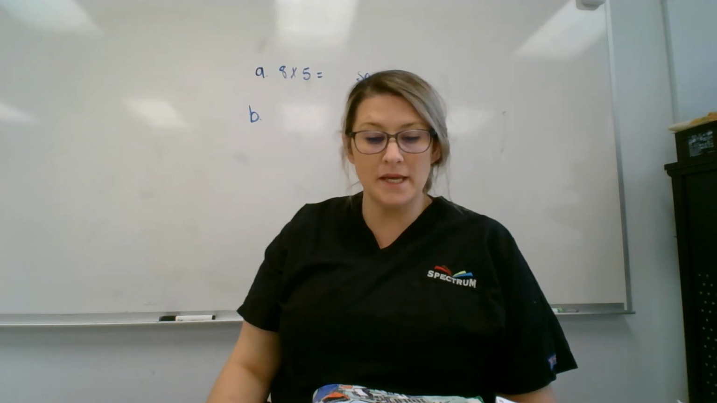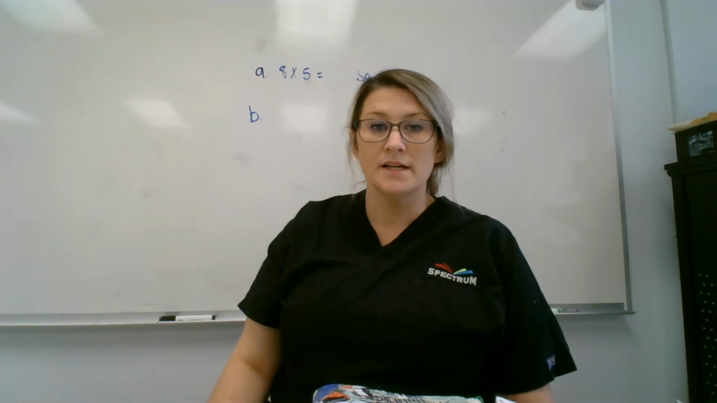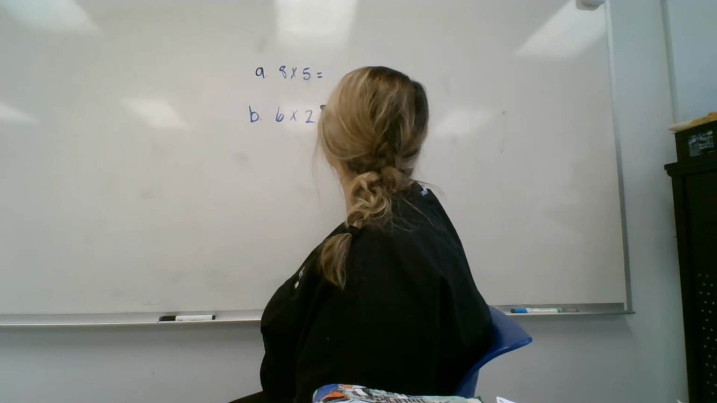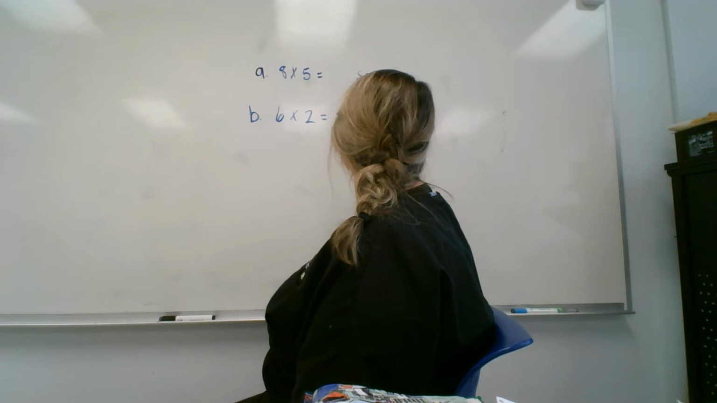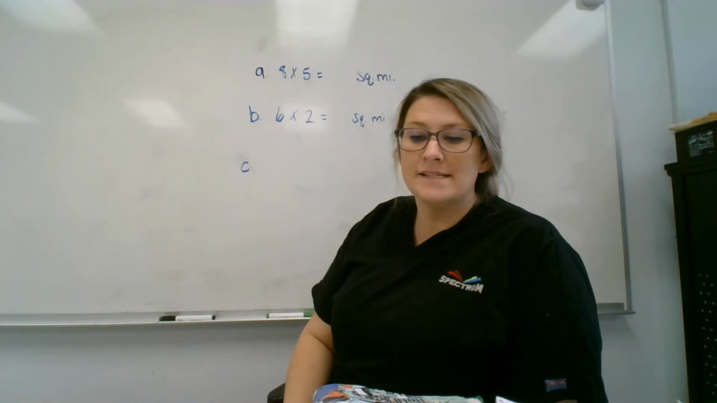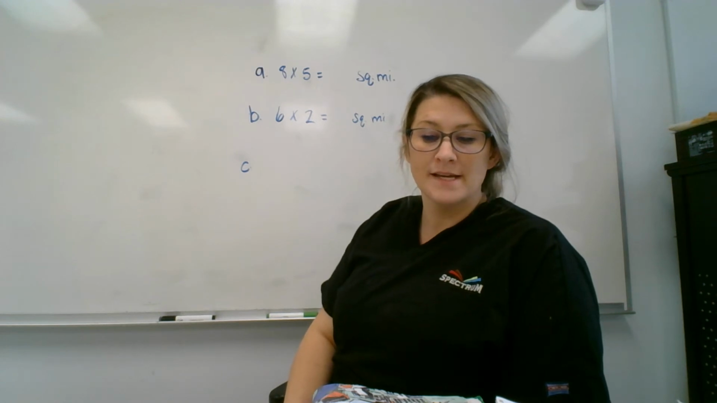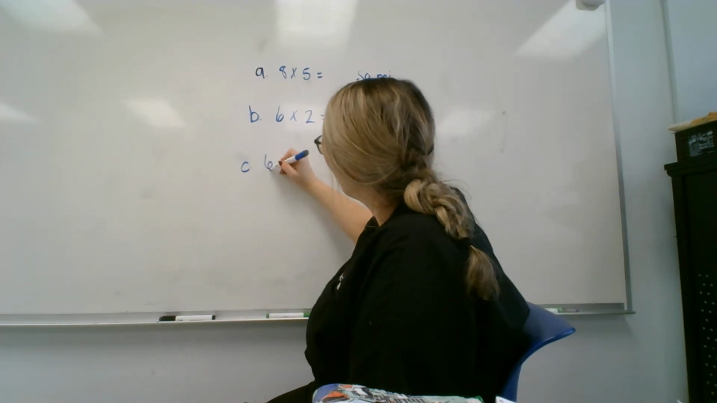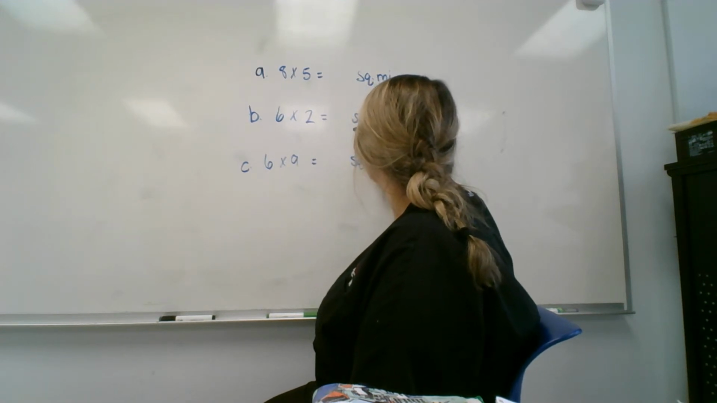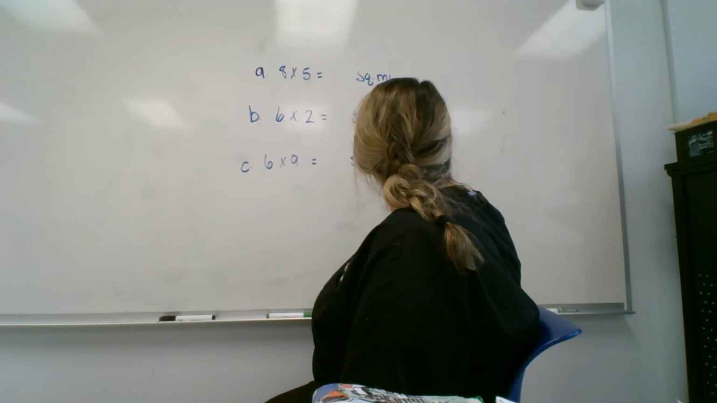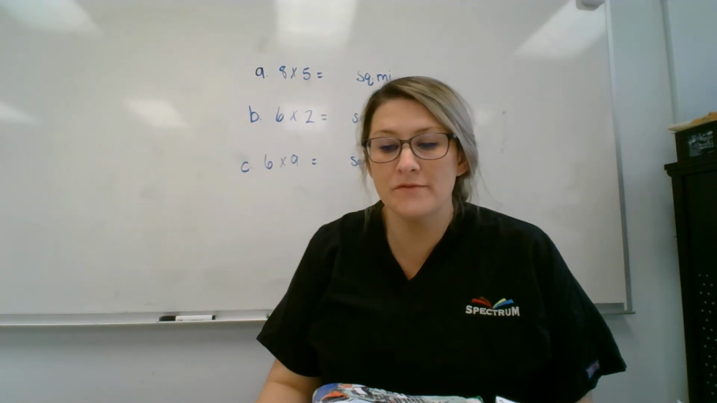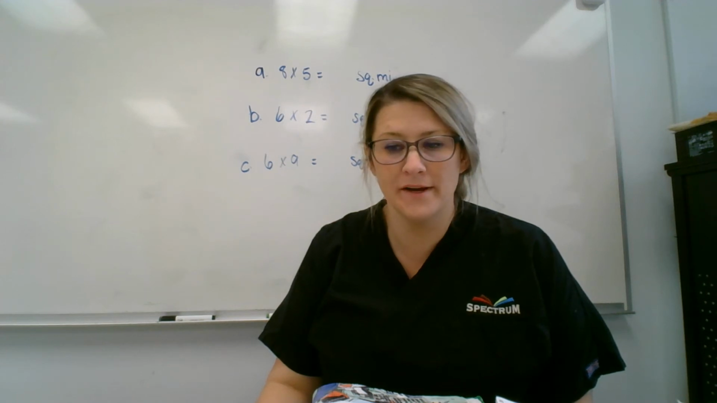Look at the picture for B. Side is 6 times 2 equals blank, square miles. And C, 6 times 9 equals blank, square miles. Go ahead and solve those. When you are finished, we will move on to part 3.